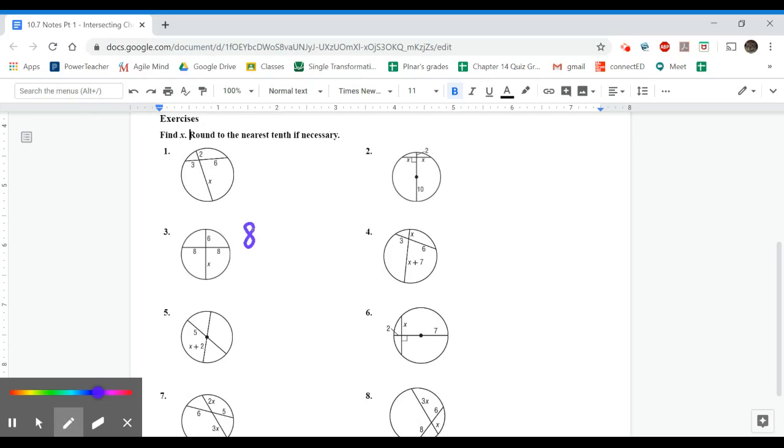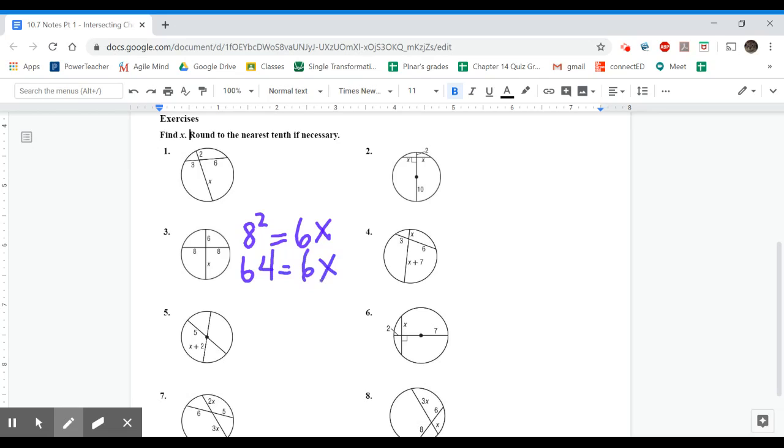All right, let's go on to number 3. I have 8 times 8, which is 8 squared, is equal to 6x. That's 64 is equal to 6x. Divide each side by 6, and that gives me 10.6 repeating. So x is equal to, and I'm rounding to the nearest tenth, so that's 10.7.